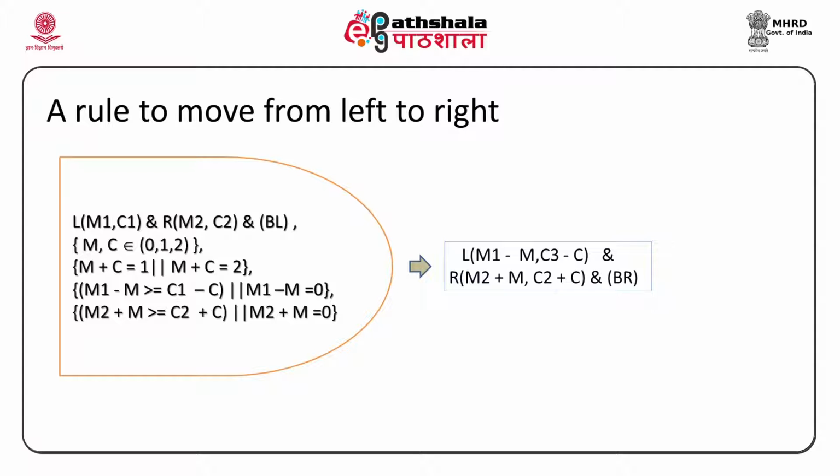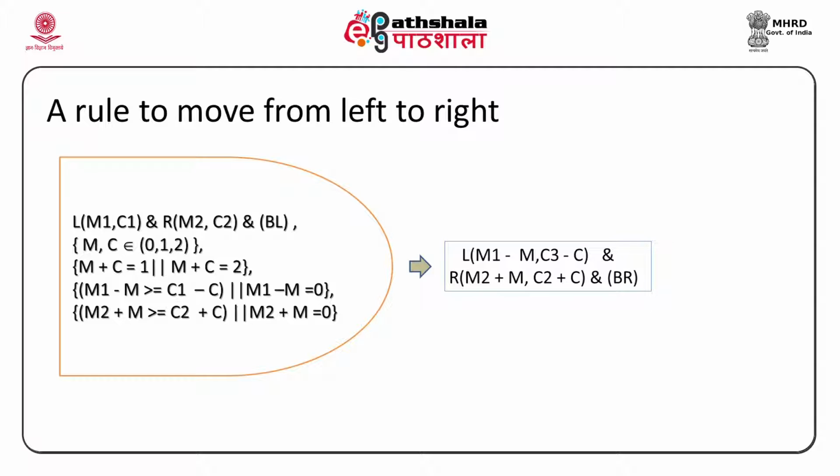If missionary is 1, cannibal can be 1 or 0. If missionary is 0, cannibal can be 1 or 2. Okay. Next one, M plus C can be 1, so one person can row the boat, or M plus C can be 2. So, either 1 or 2 persons can carry that boat. Okay. Now, the next one, what is it about?